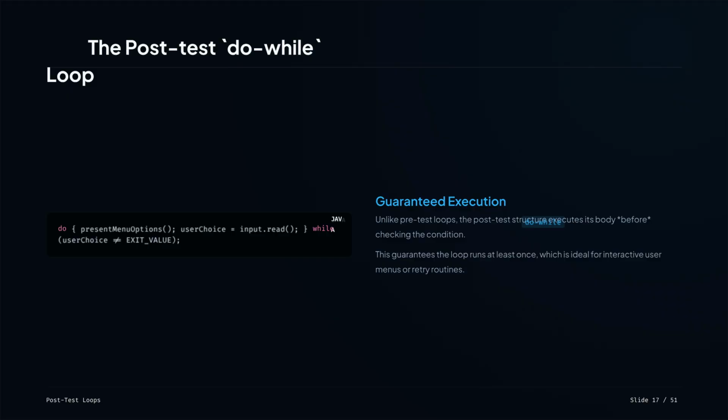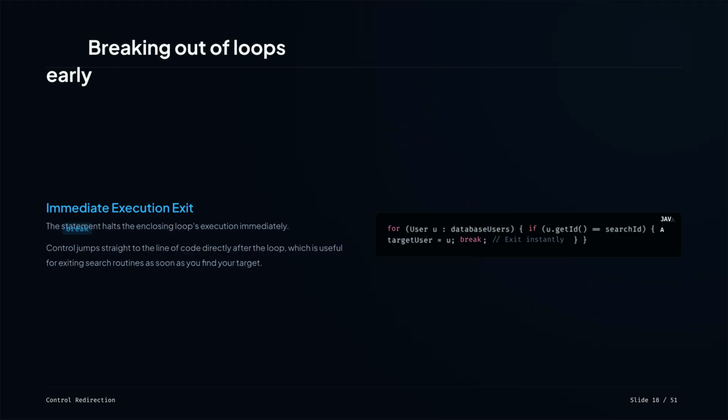In contrast, the post-test do-while loop ensures the loop body executes at least once because it checks the condition after execution. This is ideal for interactive user menus or retry routines that require an initial run. Sometimes you need to exit a loop early. The break statement halts the enclosing loop instantly and redirects control to the code immediately following the loop, which is efficient for search routines once a target is found.